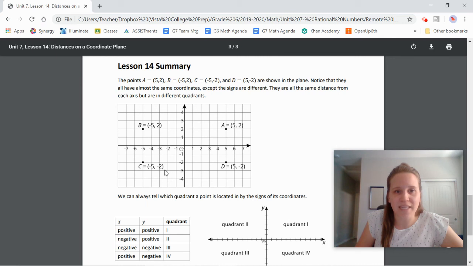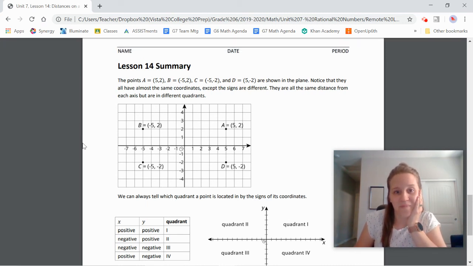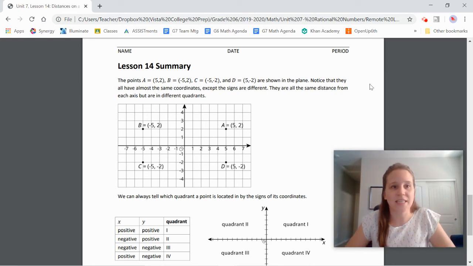All right, take a look at these points. Before I read this, what do you notice about them? I see 5 and -5, 2 and -2. Are any of these ordered pairs exactly the same? No, if any of these ordered pairs were exactly the same, they wouldn't be in different locations, they'd be in the same location. So let's try and come up with that pattern. The points A, B, C, and D are shown in the plane. Notice that they all have almost the same coordinates, except the signs are different. They're all the same distance from each axis, but in different quadrants.